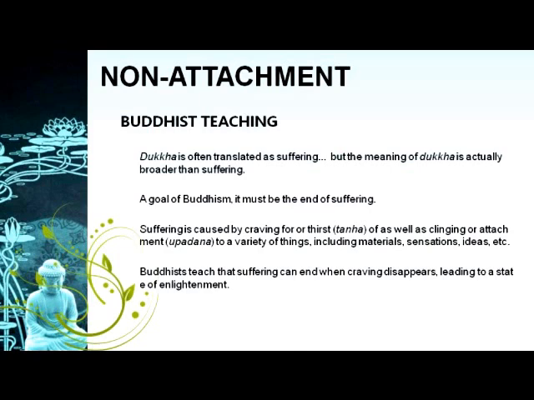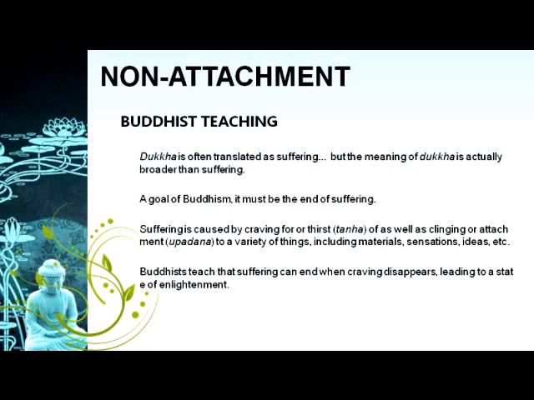Now, if we have to choose one main goal of Buddhism, it must be the end of suffering. Buddhists view that suffering is caused by craving or thirst, tanha, as well as clinging or attachment, upadana, to a variety of things, including materials, sensations, ideas, etc. The distinction between craving and clinging, attachment is subtle. Craving is when a desire gets excessive, clinging is when one cannot let go of the desire. In Buddhism, craving is said to cause clinging. Then, craving is viewed as conditioned in our minds and evoked automatically.